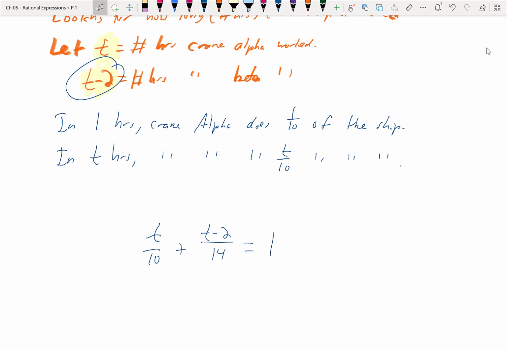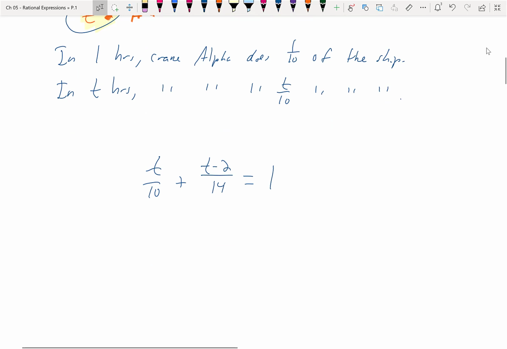The two of them need to add together. We need to figure out what T makes that equal 1. So they've completed one complete job between the two of them. Okay, now we're just down to LCD and we're down to solving with other methods. So the setup is going to be the tricky thing here. And the more you do this, the better you're going to get at it.